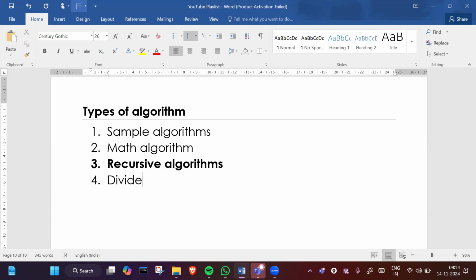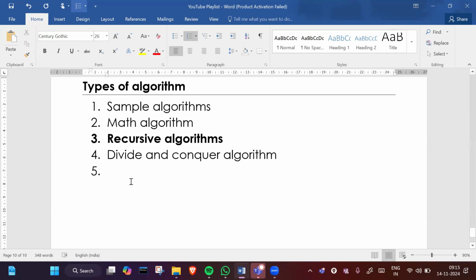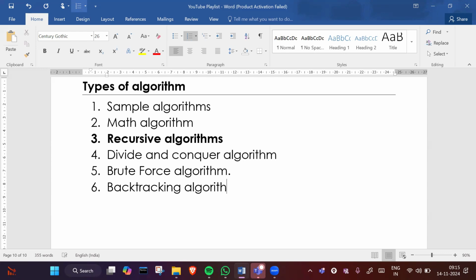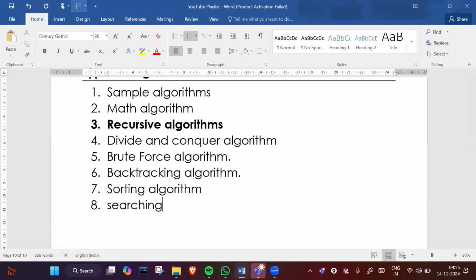And divide and conquer algorithm. We have divide and conquer algorithm, and after that we have brute force algorithm, and then we have backtracking algorithm. So these many algorithms we will study, right? And number seven, we have sorting algorithm, and after that we have searching algorithm.